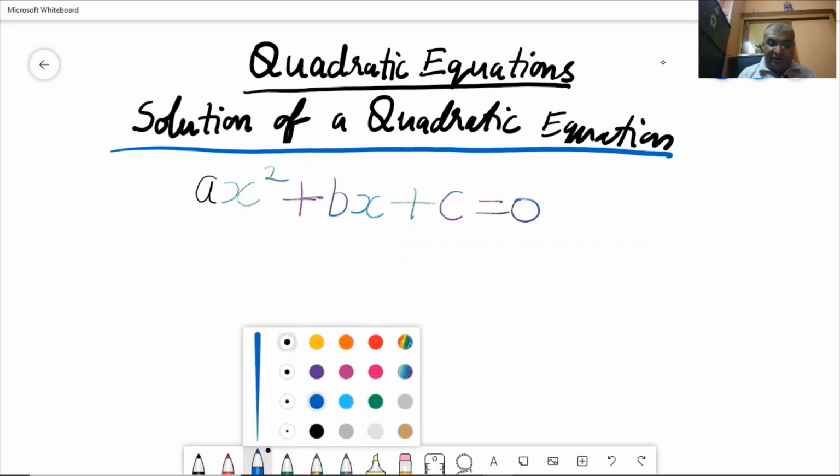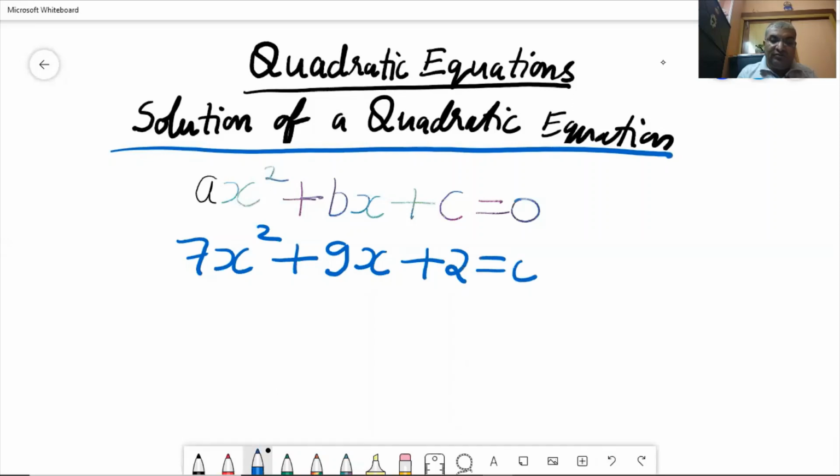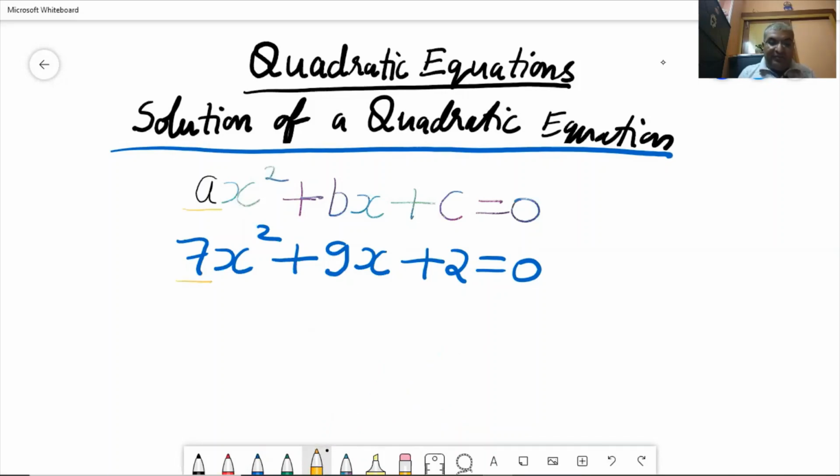Now you should understand that here a means coefficient of x square, b is coefficient of x, and c is called the constant term, the term without x. Let us take an example. If I write an equation 7x square plus 9x plus 2 equal to 0, now try to observe the three different values of a, b and c. Here value of a is 7, then value of b here will be 9 and value of c will be 2. Just try to learn.